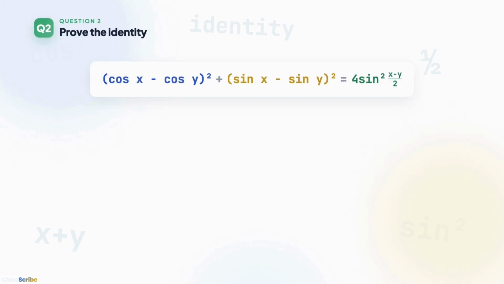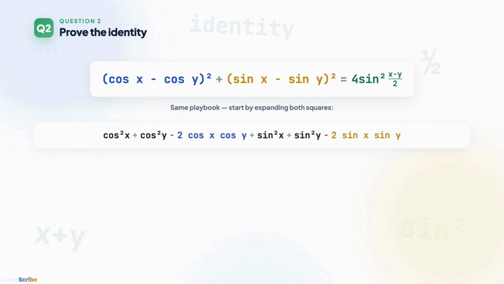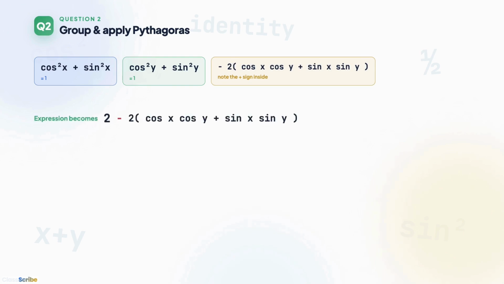We need to prove that (cos x − cos y)² + (sin x − sin y)² is equal to 4 sin²((x−y)/2). Just like the previous question, the first step is to expand both squares. Again, group the terms wisely. We have cos² x + sin² x, then cos² y + sin² y, and finally −2 times (cos x cos y + sin x sin y). The first two groups again simplify using the identity sin² θ + cos² θ = 1.